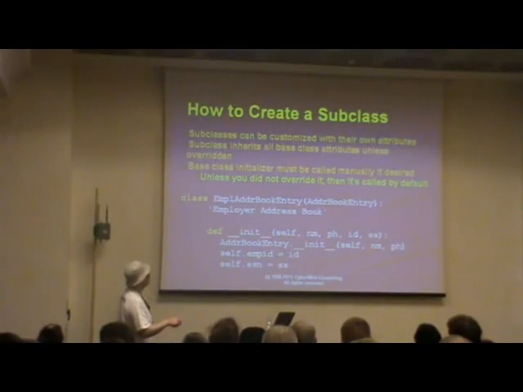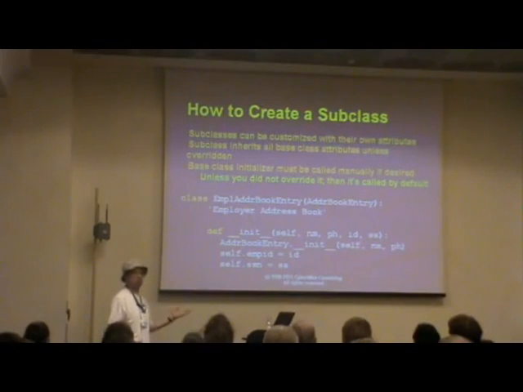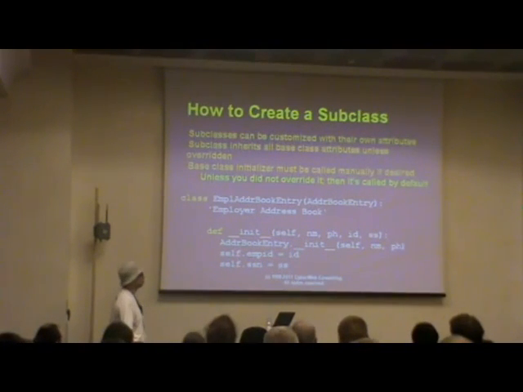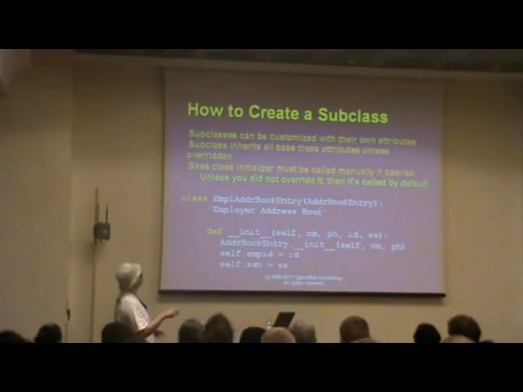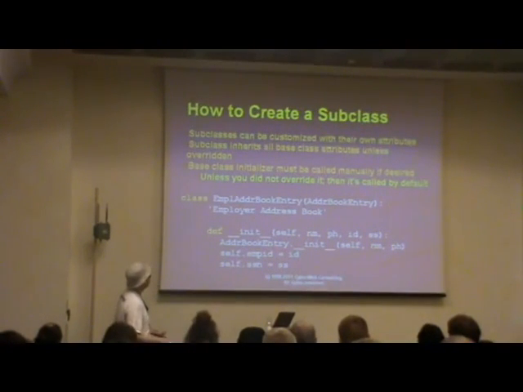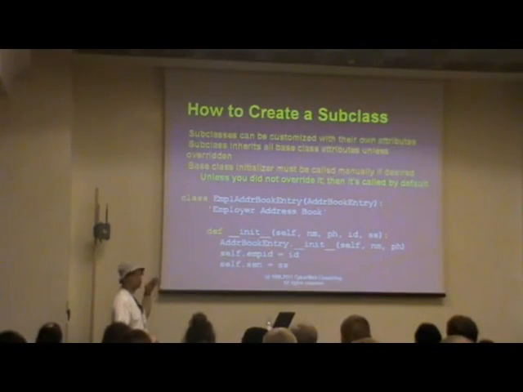So I'm going to have two more pieces of information, like employee ID, and in America we use social security number to identify ourselves to the government. So this one is slightly different from the address book entry because I have two new pieces of data. Now, instead of doing this, I could have just copied the code, the self.name equals name, self.phone equals phone.